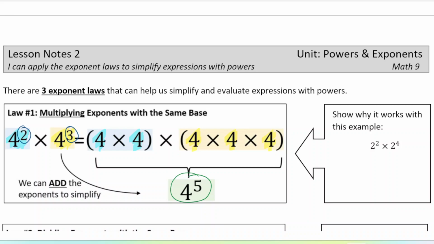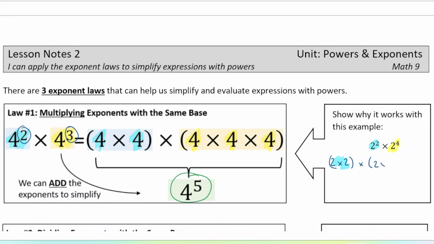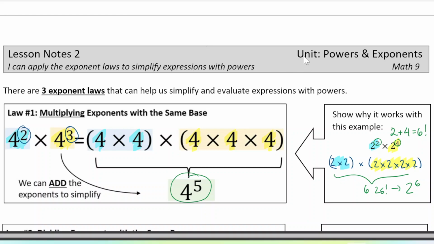So we can show why it works with this other example here. 2 to the power of 2 times 2 to the power of 4. Let's write those out. So 2 to the power of 2 would be 2 times 2. 2 to the power of 4 would be 2 times 2 times 2 times 2, multiplying 4 2's. And if I look at how many 2's I have there, that's 6 2's altogether. So then it would be 2 to the power of 6. Okay, and 4 plus 2 is 6. So we can see why that law works. So we add the exponents when we're multiplying powers with the same base. Okay, so that's law number 1.